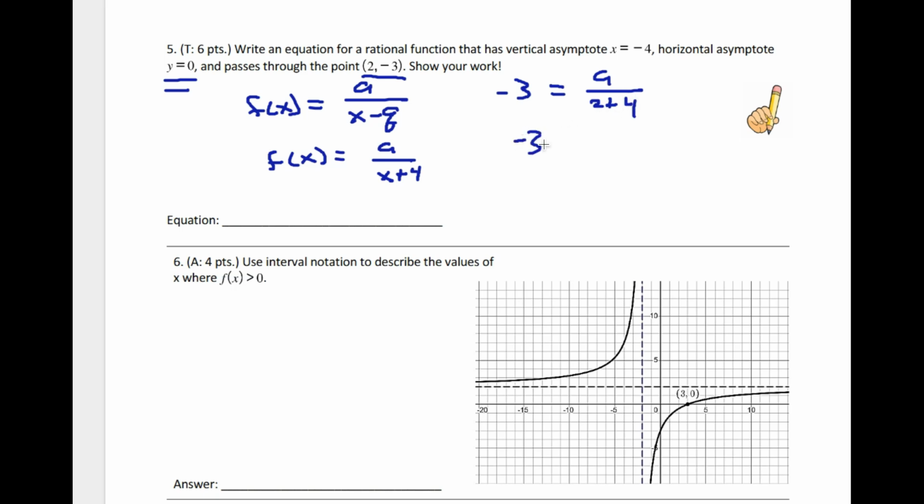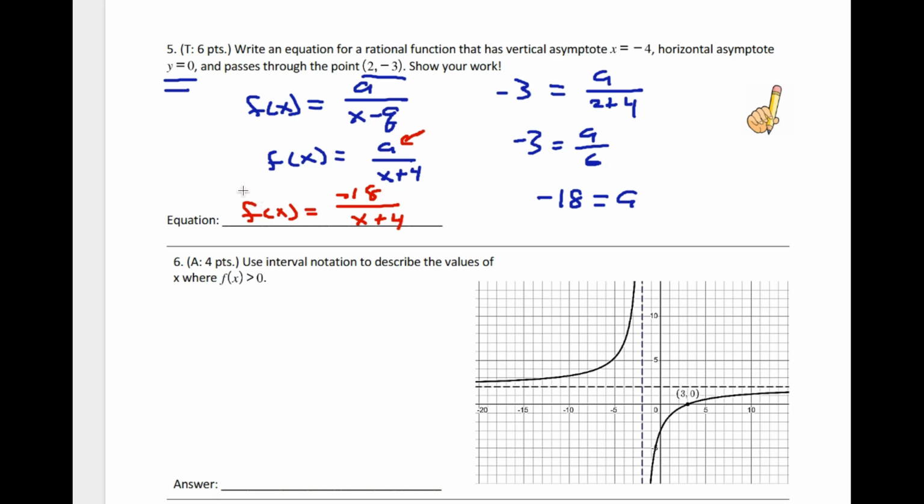So we get negative 3 equals a divided by 6. If I multiply both sides by 6, I get a equals negative 18. And we're going to put that in right here. So we get f of x equals negative 18 over x plus 4.